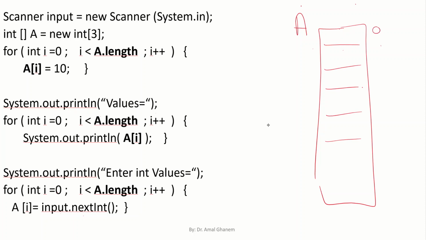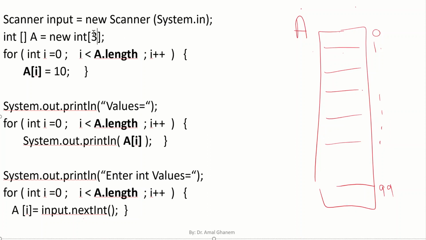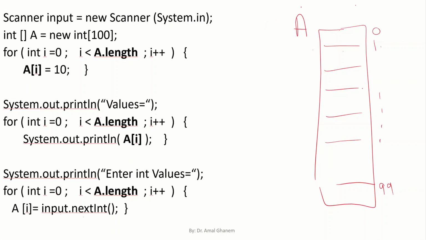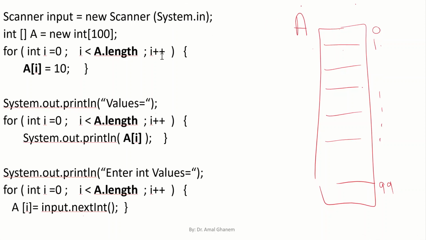If your array is of size 100, it means you will have index 0, 1, up to the last index, which is 99. So the only change you have to make in this program is, instead of saying 3 here, I'll just say the length is 100. And nothing needs to be changed in any of the loops, because all of them use length, which means all of them automatically will be 100.